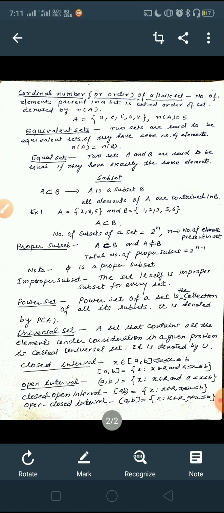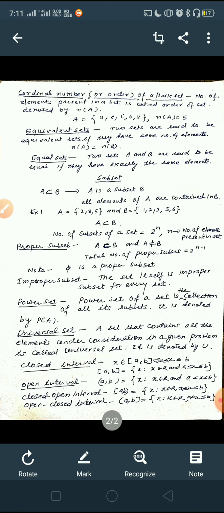So I think it was clear from the above discussion. You have studied the definition of set, representation of set, and types of sets. So next is cardinal number. It is also called the order of a set. Either we call it cardinal number or we call it order. There is no distinction between them.